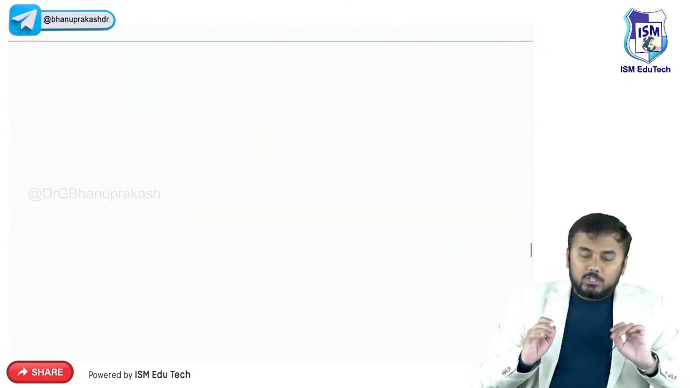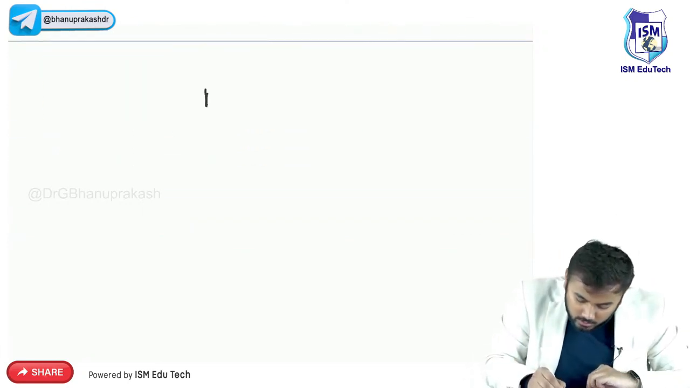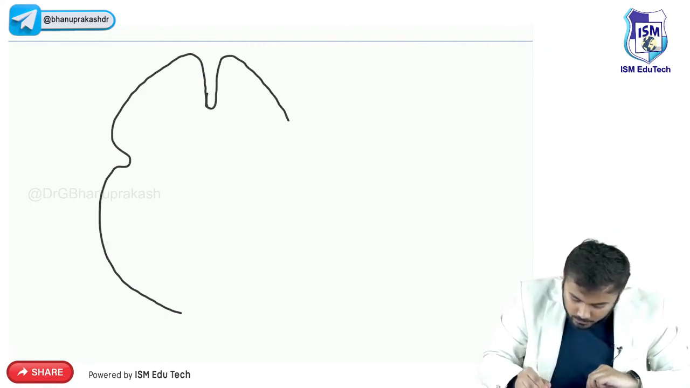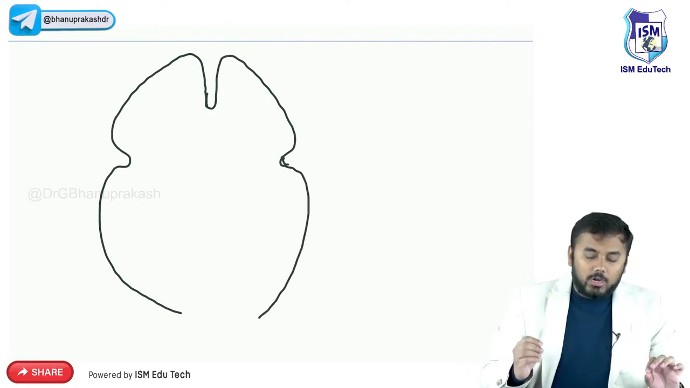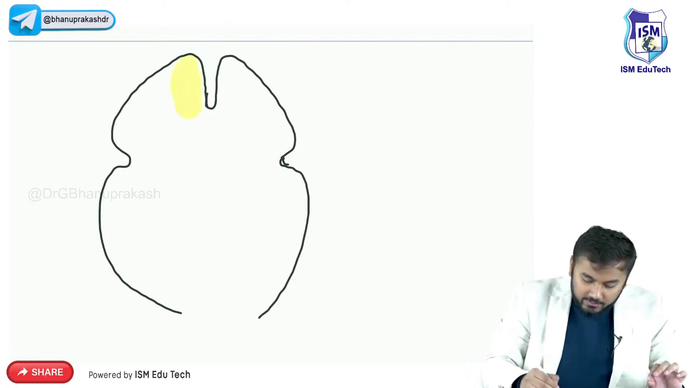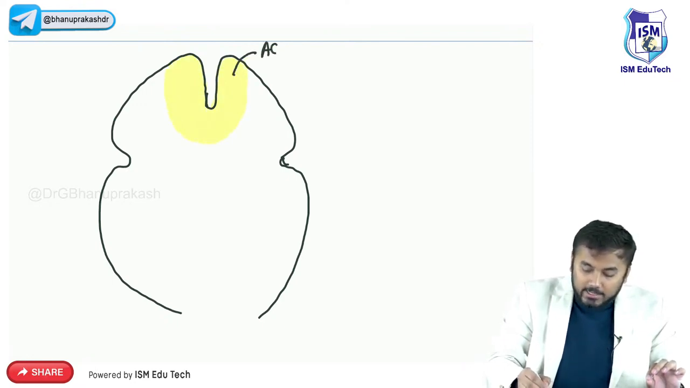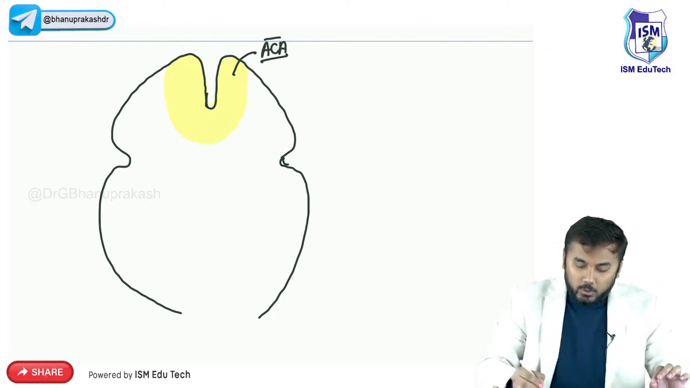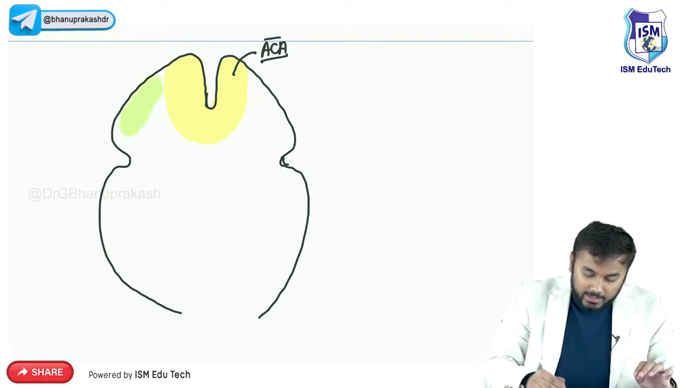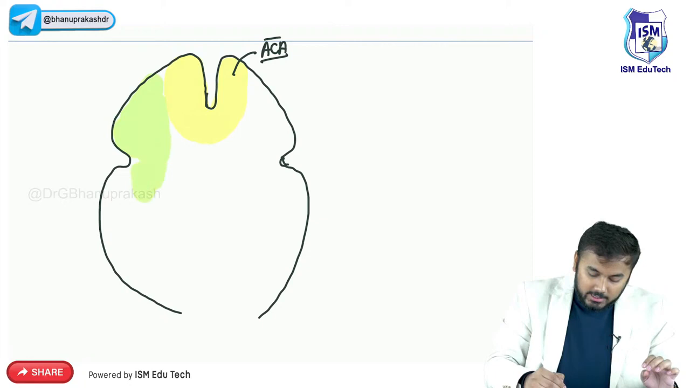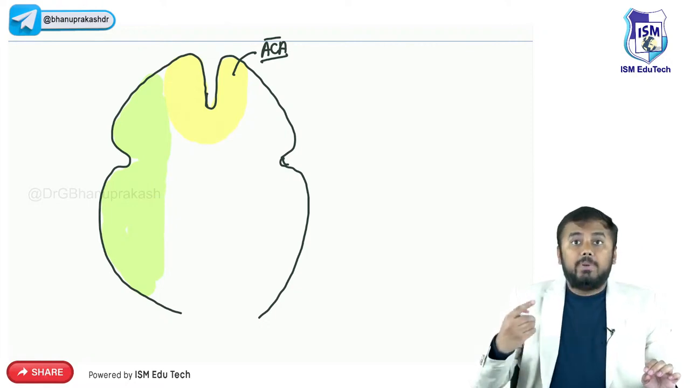Okay? First of all, what is this watershed cortical injury? All of you look. This is the surface of your brain. Now here, this part which I'm shading with yellow, this entire region is supplied by the anterior cerebral artery. After this, look here, this entire region I'm highlighting with green is supplied by the middle cerebral artery.